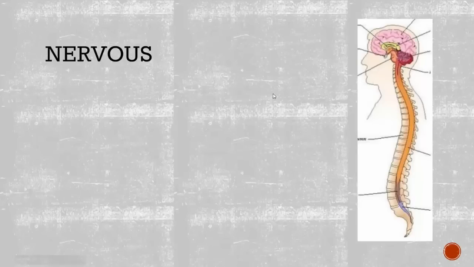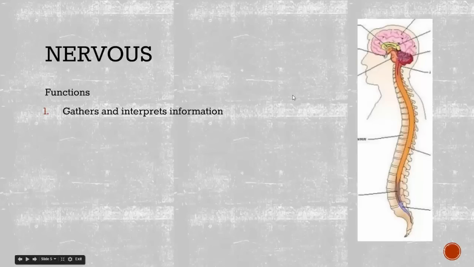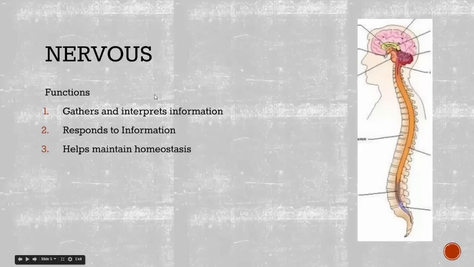Now, let's talk about the function of the nervous system. First thing, it's kind of like a computer. It has to gather and interpret information, kind of like what we talked about with homeostasis, with the thermometer and such. It gathers the information and then figures out what to do with it. Once it figures out what the information is, it then responds to that information. So it sends signals out through the nerve cells and such. And all of this helps to maintain homeostasis.